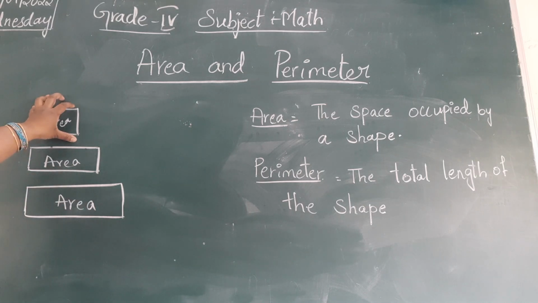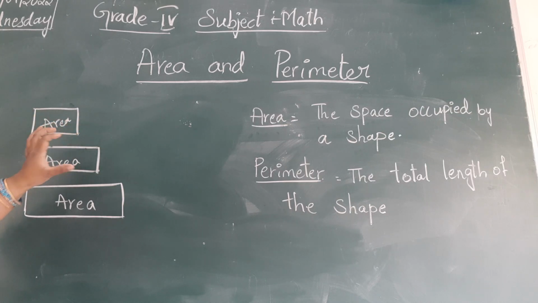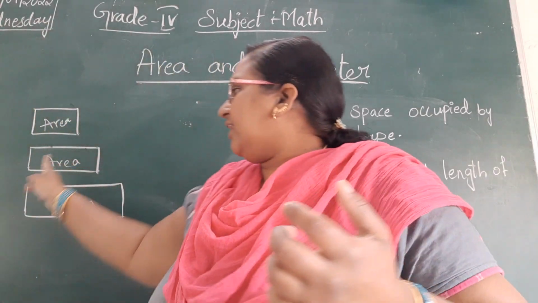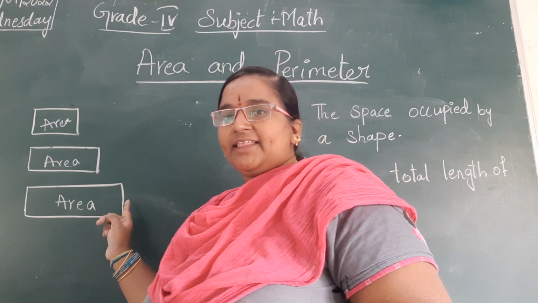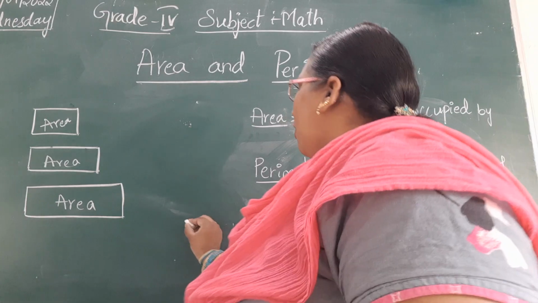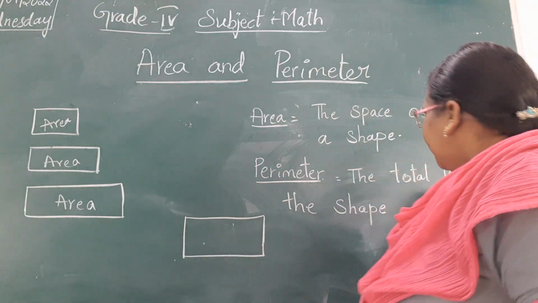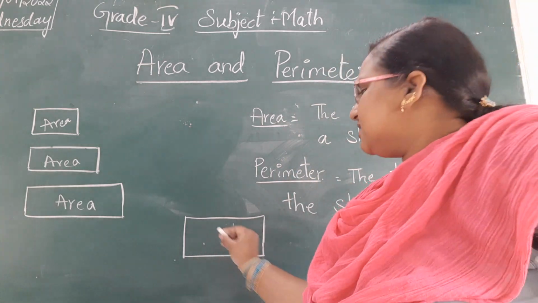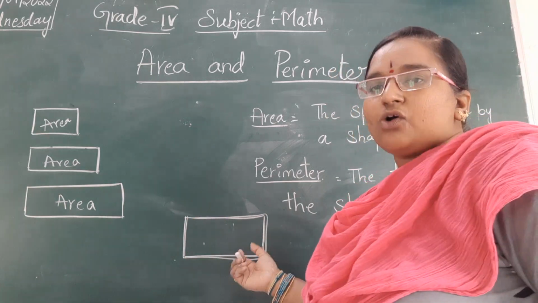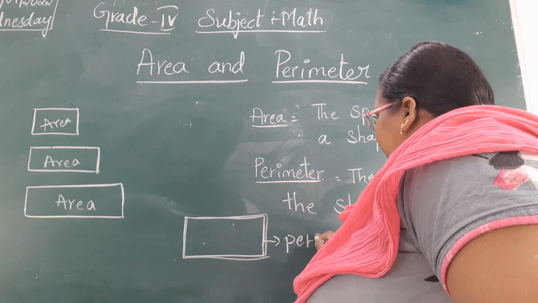The small rectangle will have a small area. The medium one will have a medium area according to the measurement. You should measure the length and breadth, and based upon that the area will also change. Now, what is perimeter? As we all know, the total length of the shape. Total length means nothing but the boundaries of the shape. The boundaries of the shape is called perimeter.